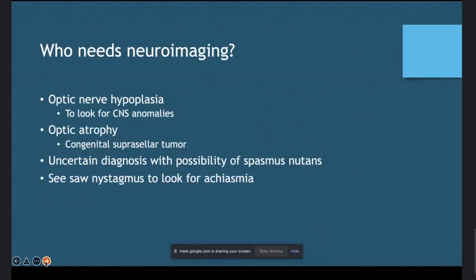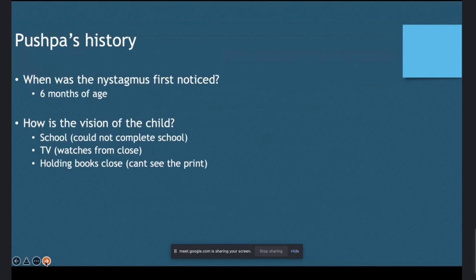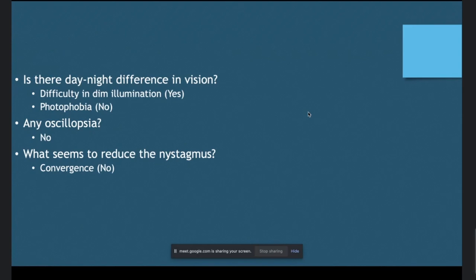Okay, we already talked about Sweetie and we know her diagnosis is infantile nystagmus syndrome. So we're going to apply the same questions to the other lady. One more lady, we're going to see her nystagmus also. So when we applied the questions to her, these were the answers. Her nystagmus was first noticed at 6 months of age. She could not complete school. She watches TV from close. She can't read a book because she can't see the print also. There's difficulty in dim illumination, no photophobia, no oscillopsia, and convergence doesn't do anything to the nystagmus.